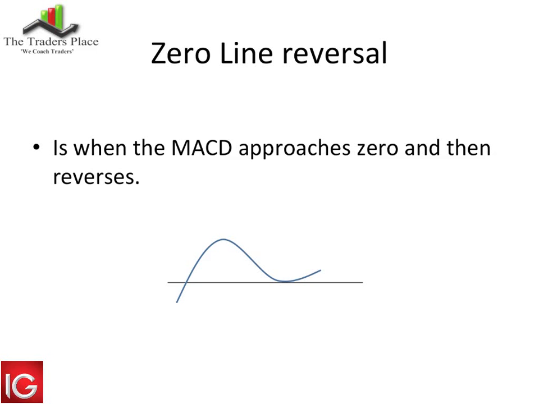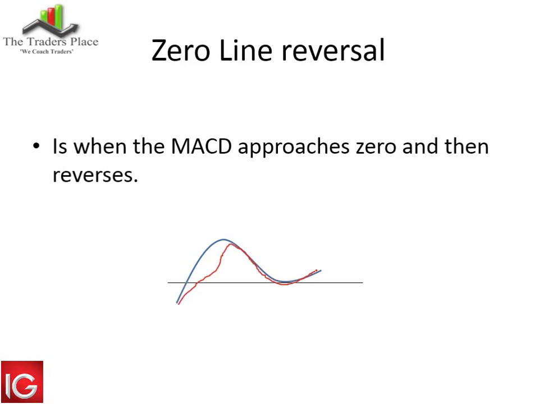Zero line reversals. I quite enjoy this one. It's when the MACD approaches zero and then reverses. So we've got the MACD crossing up, coming down, just tipping the zero line, and continuing in its previous direction. All that's happened is the 12 and 26 exponential moving averages have come together and touched each other. So anybody who's used moving averages will understand what I'm talking about, and some people will use that as a trading opportunity. The MACD tells me exactly that without having to look at the moving averages.